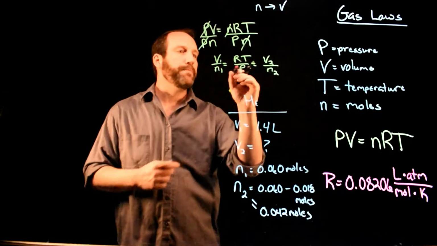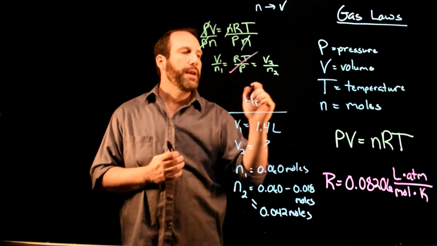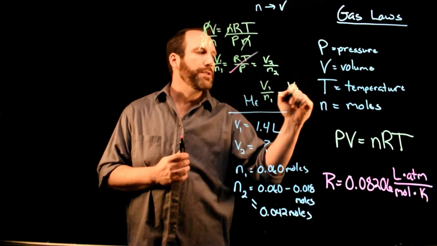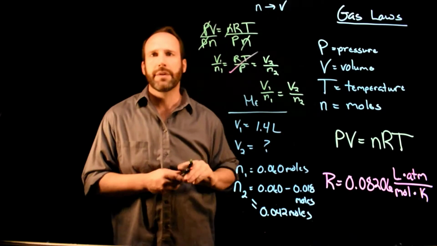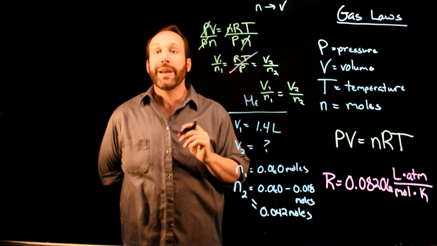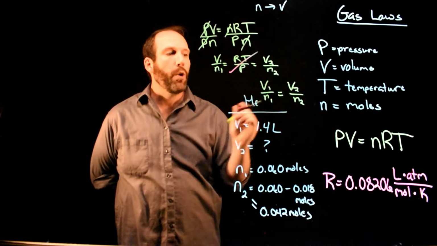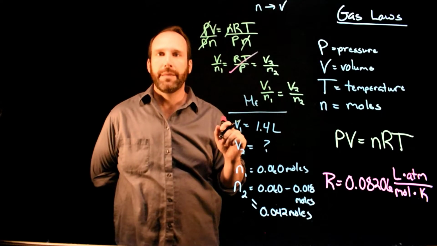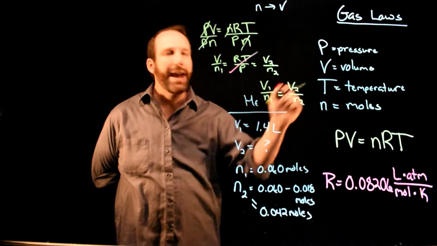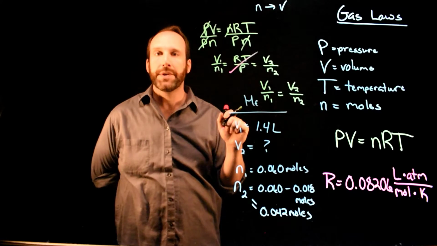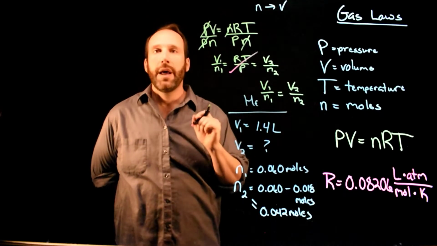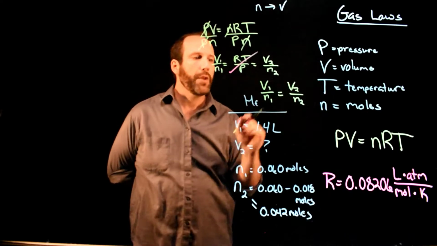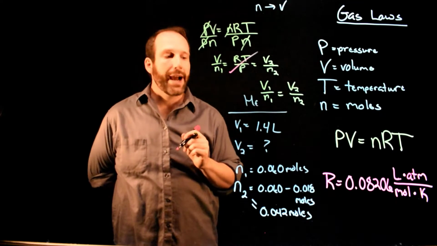Of course, we can cross that out and just say that V1 over n1 is equal to V2 over n2. You might see this written the other way, where it's n1 over V1 equals n2 over V2. Either way, this relationship still holds, that it's the ratio of moles and volume that are equal to each other. All right, so let's see if we can calculate this out.